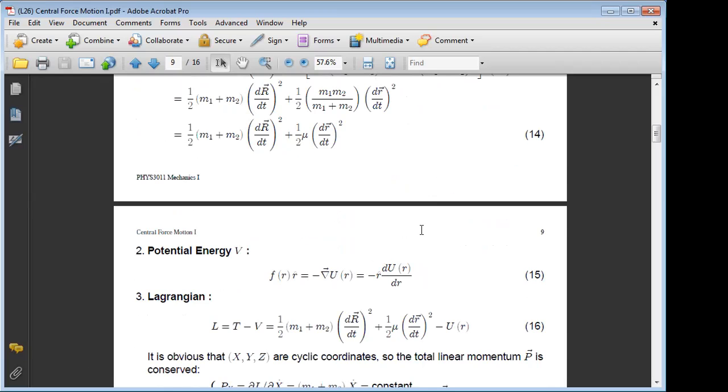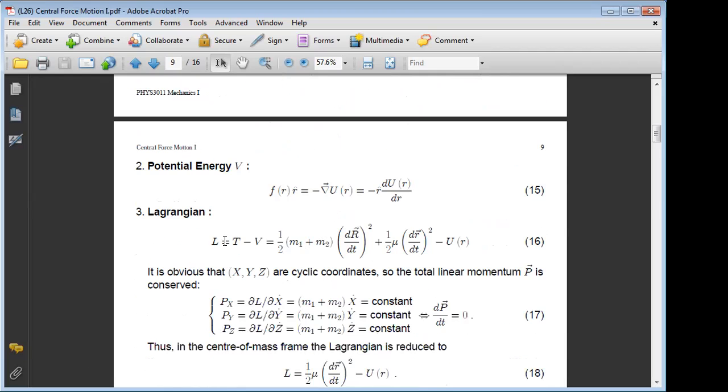The Lagrangian, L equals T minus V. So this is the Lagrangian of the system. Again, as I pointed out before, if we choose the center of mass frame as our reference frame, then the first term disappears. We are left with the kinetic energy of the reduced mass particle and also the potential energy.